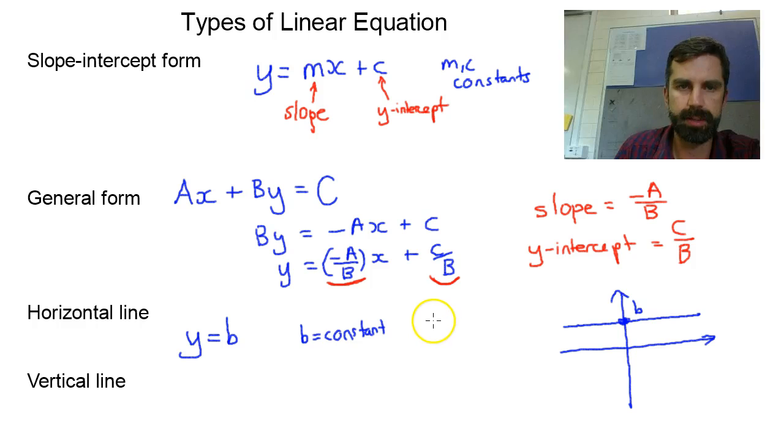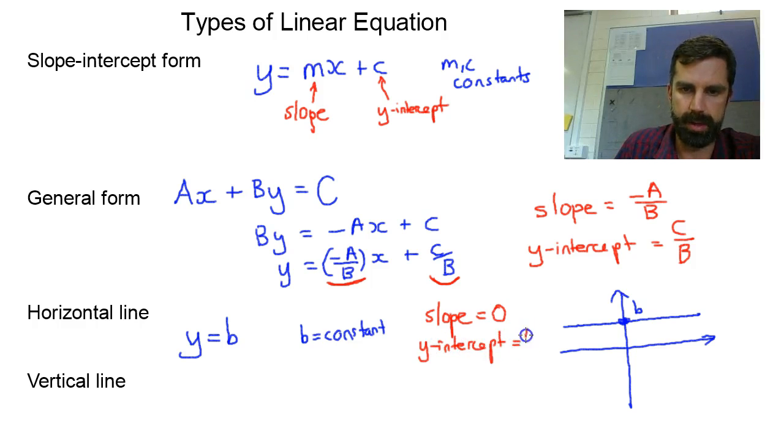Now there's 2 things to know about horizontal lines. The first one is that the slope equals 0. So there's 0 gradient because we're not going up or down if we move from left to right. The other thing to know about a horizontal line is that the y-intercept is just whatever the value is, which is lowercase b.